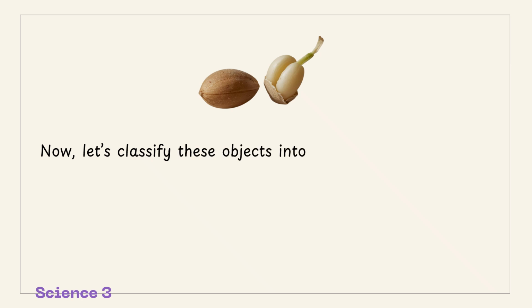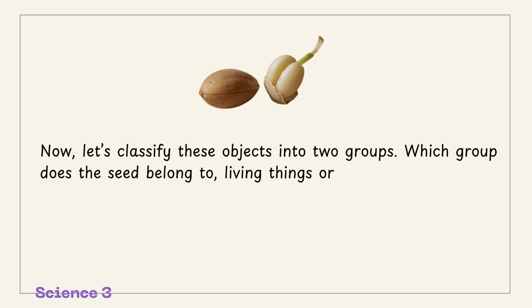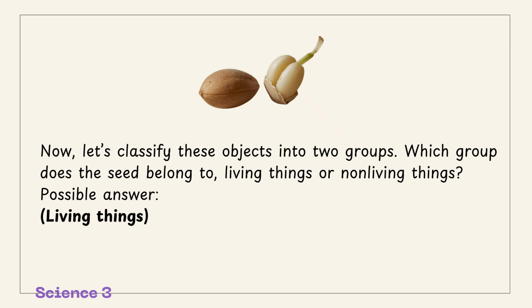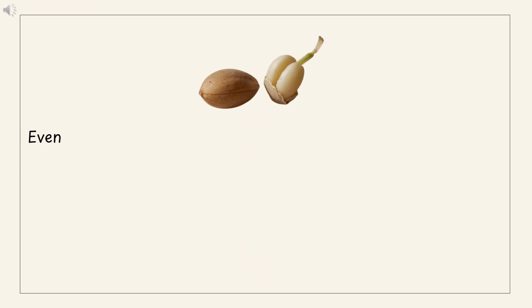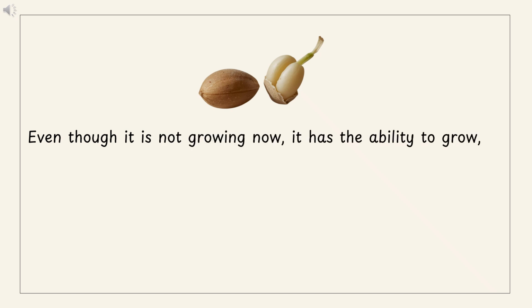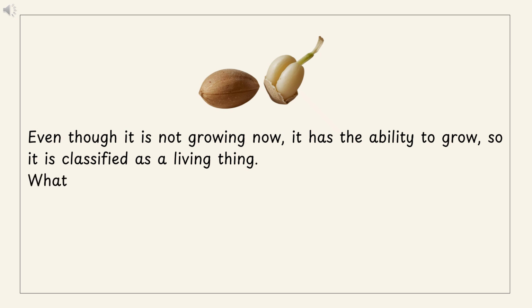Now, let's classify this object into two groups. Which group does the seed belong to? Living things or non-living things? What is your answer, kids? It's a living thing. Very good. Even though it is not growing now, it has the ability to grow, so it is classified as a living thing. What about this rock, kids?